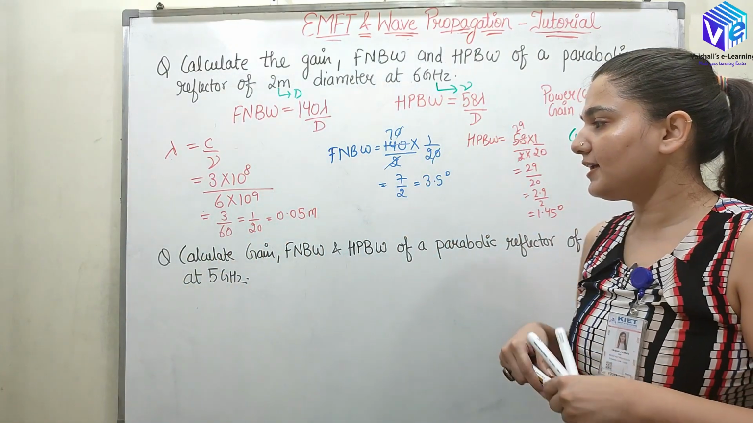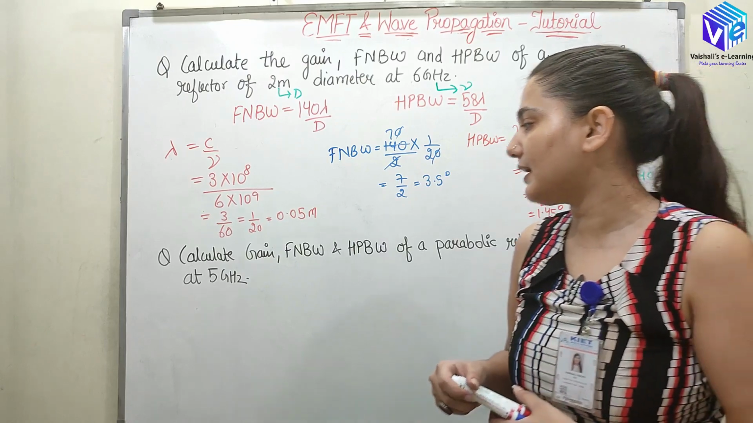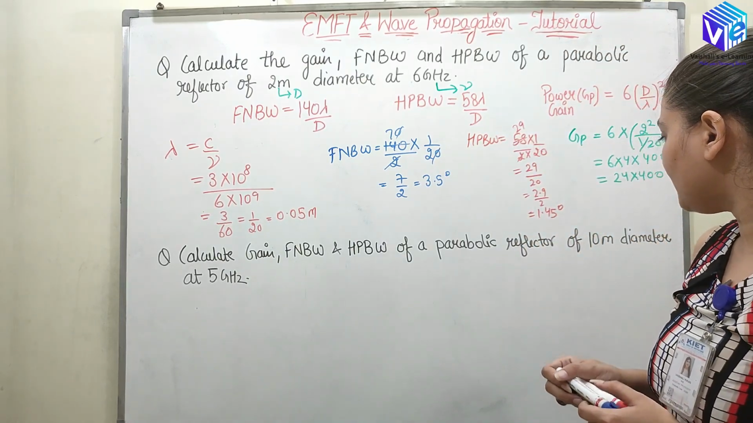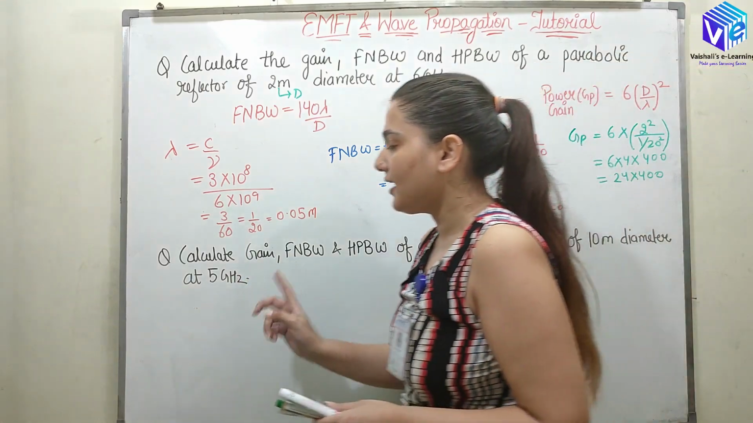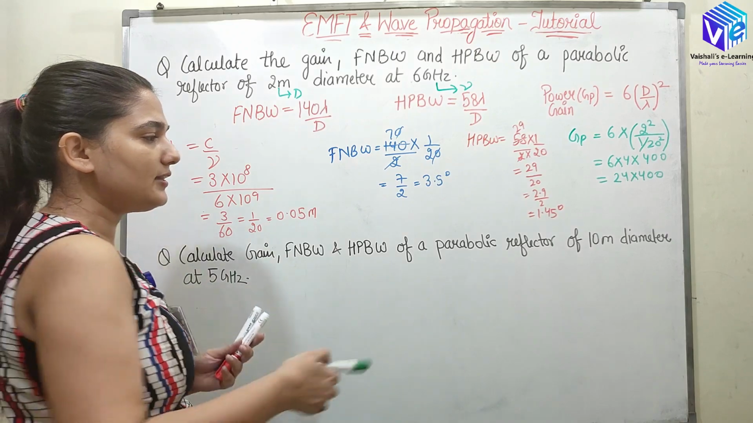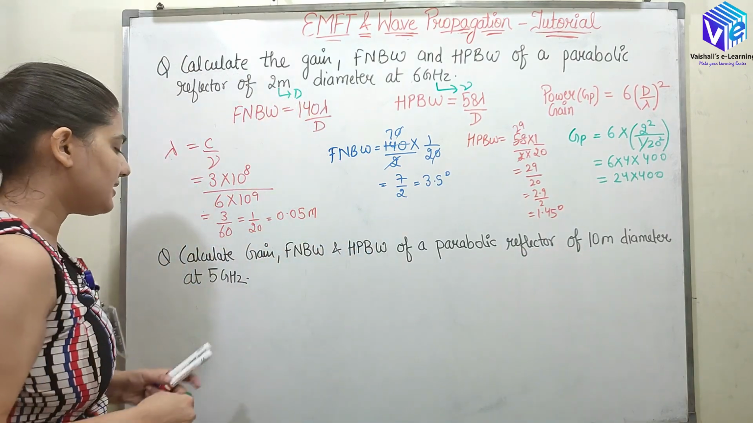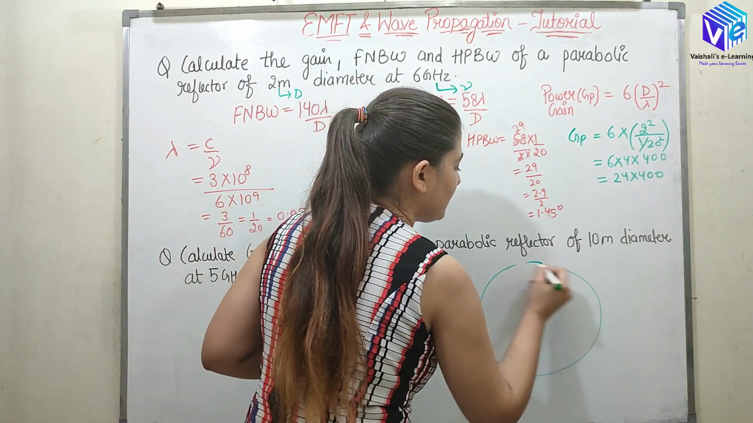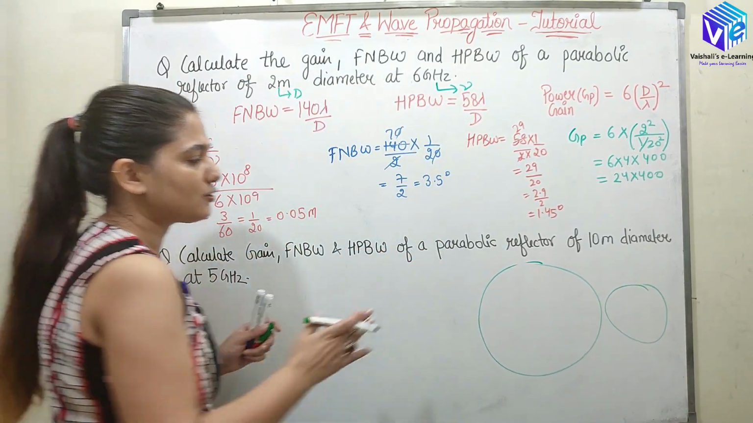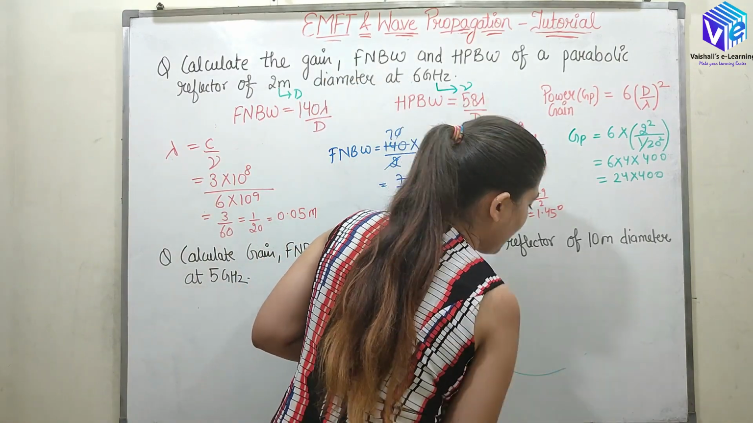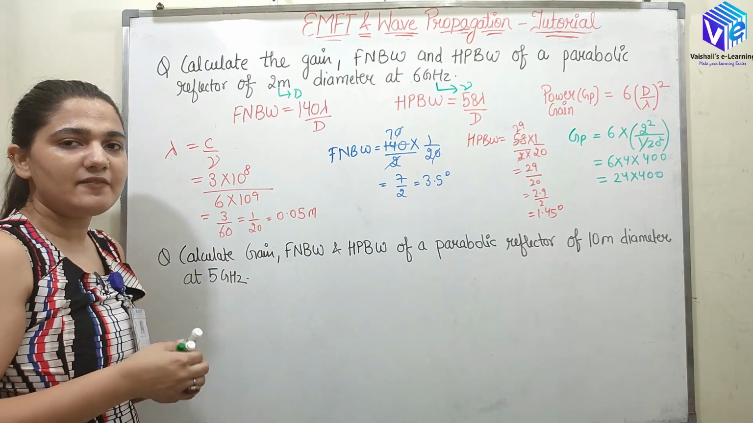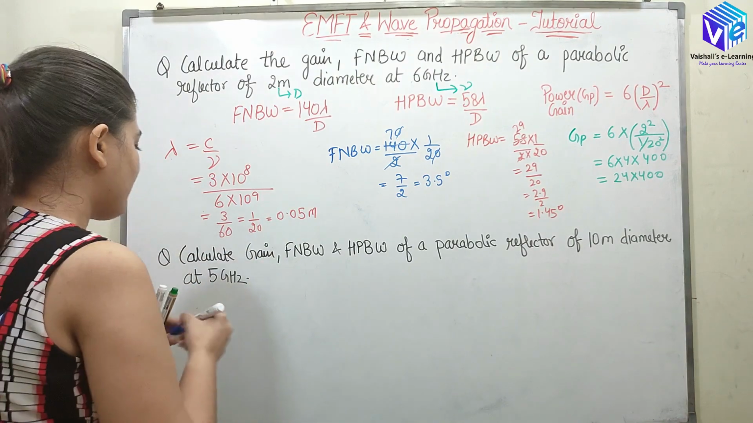Now coming to the next question, it states: calculate gain, first null beam width, half power beam width of a parabolic reflector of 10 meter diameter at 5 gigahertz frequency. Now what has changed? Only the diameter and frequency have changed. If my reflector is now bigger than the previous reflector, what will be the effect? We'll be seeing how, if I have a bigger reflector, it affects the first null beam width, half power beam width and the power gain.